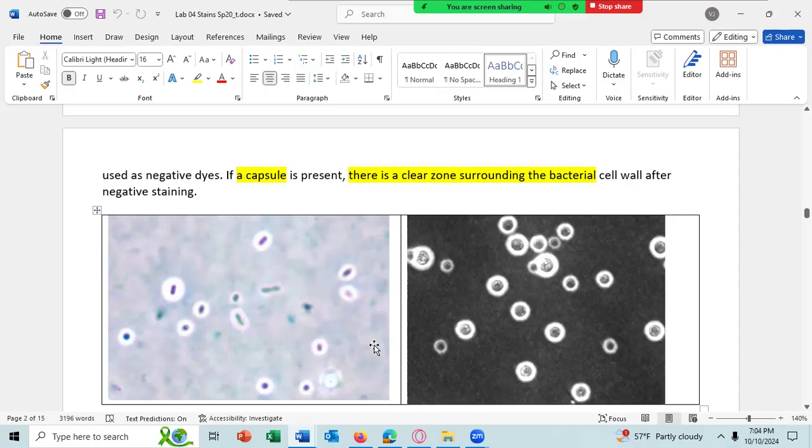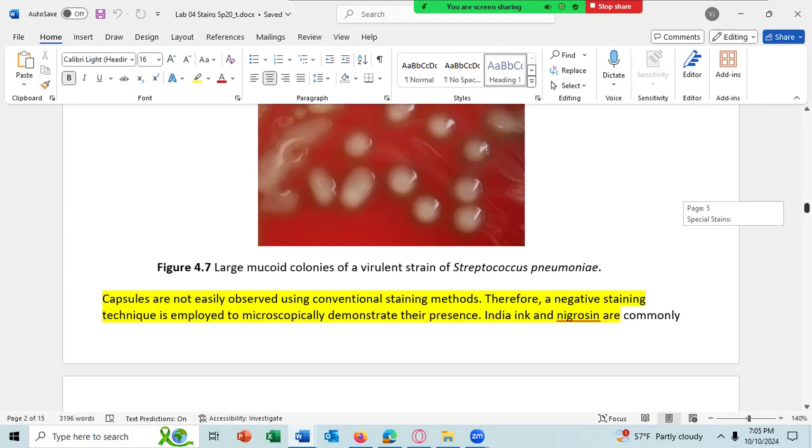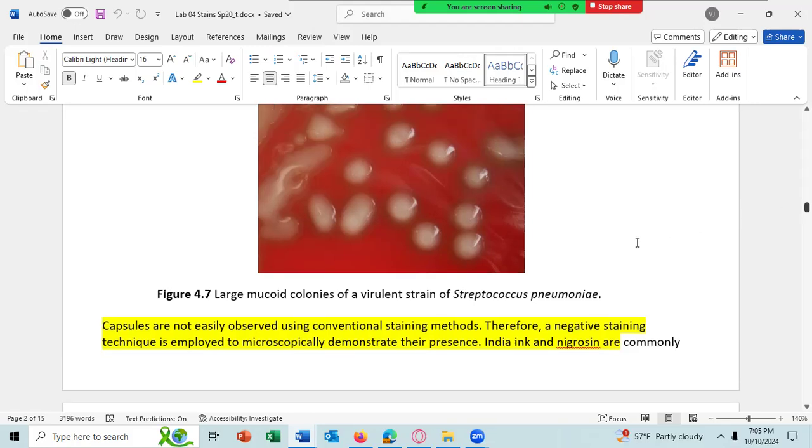And this capsule stain, it's not a negative stain because it's using two different stains. It's staining the background of the cell and the cell, but not the capsule, which is also a clear zone surrounding the bacterial cell after the negative stain. If a cell has a capsule and you grow them on a petri dish, they usually have a mucoid appearance.